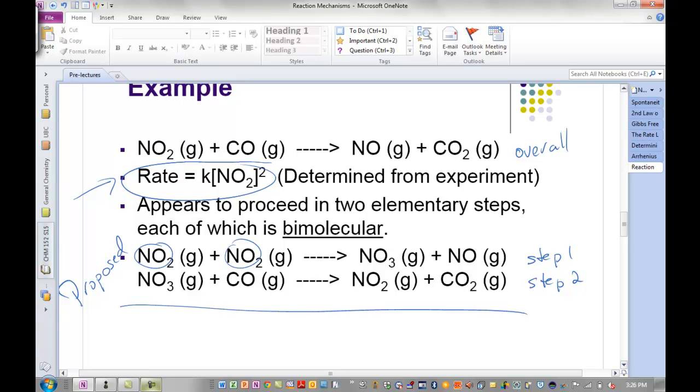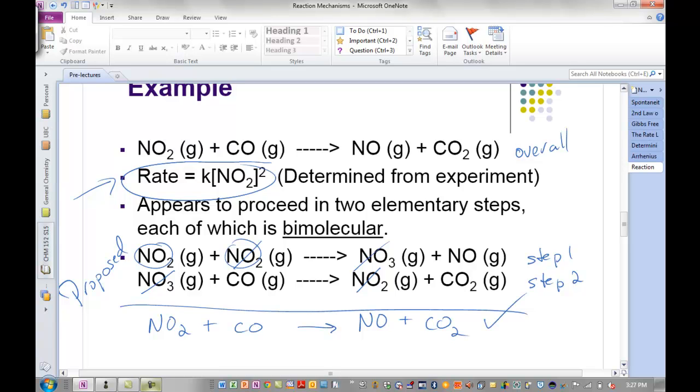So we notice we have NO3 as a product, 1 mole. 1 mole is a reactant. That's an intermediate. Cancels out. Does anything else cancel out? Oh, 1 mole of NO2 as a product is going to cancel out with 1 mole of NO2 as a reactant. And we end up with NO2 plus CO goes to NO plus CO2.